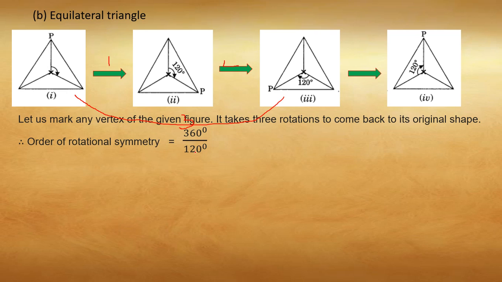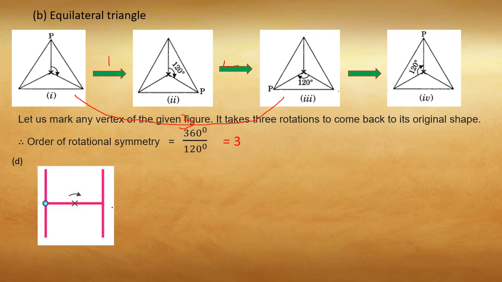So 360 divided by 120, we get 3. So we can say the order of rotational symmetry of this equilateral triangle is 3. Let's take another example. The figure which was shown in the problem is H.